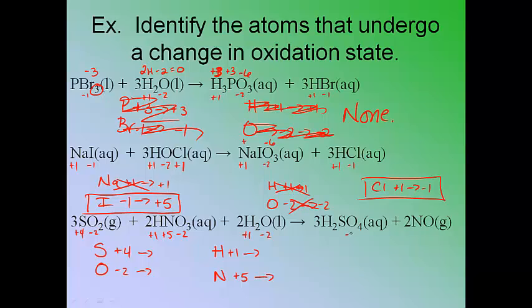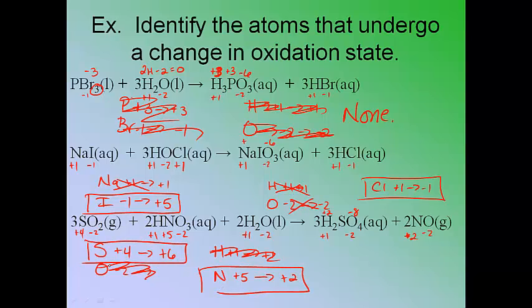H2SO4. Oxygen is -2 for a total of -8. Hydrogen is +1 for a total of +2, meaning that sulfur here, if you can do the mental math, is now +6. Because +2 +6 would be +8, balancing out the -8. Here, oxygen is -2, so again, oxygen did not change. Hydrogen also did not change, so we don't have to worry about it. And then nitrogen would be +2 to balance it out. So your two things that underwent change were your nitrogen and your sulfur.